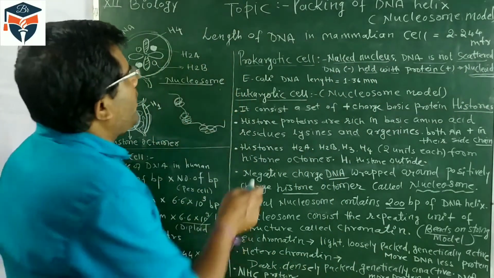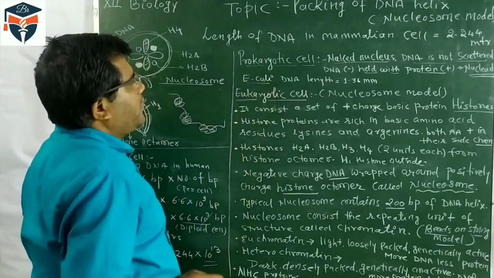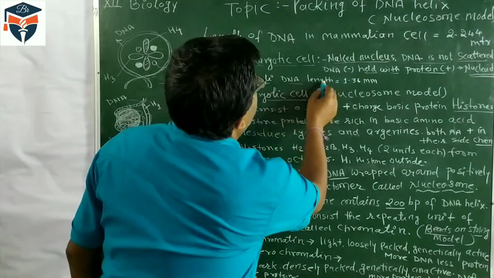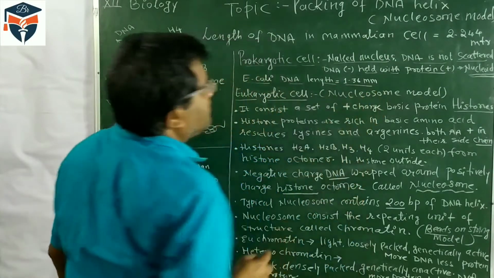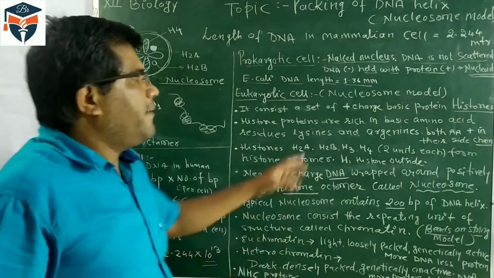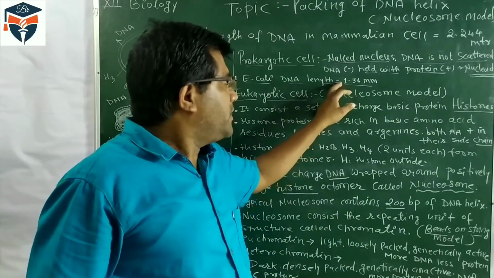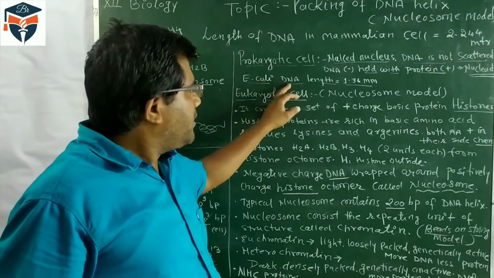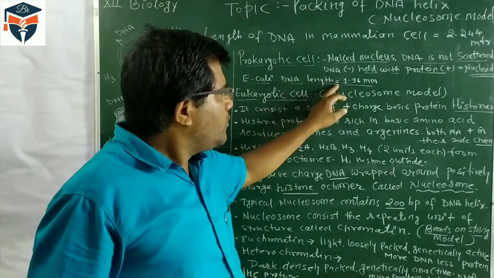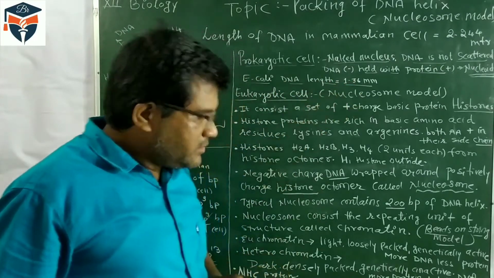In E. coli, Escherichia coli, the DNA length is 1.36 millimeter. So E. coli DNA length is equal to 1.36 millimeter.